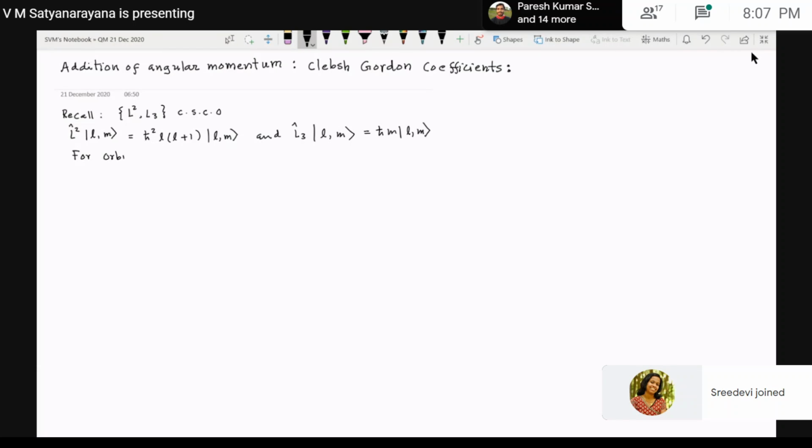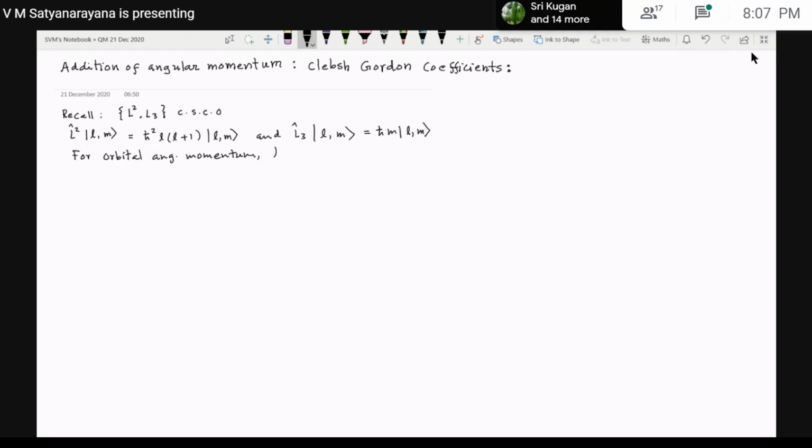For orbital angular momentum, this L will take values 0, 1, 2, etc. And for a given L, M will take values from minus L up to plus L. Okay, so this is what we have seen.